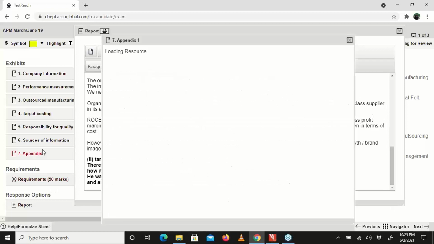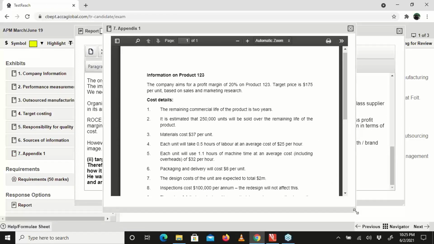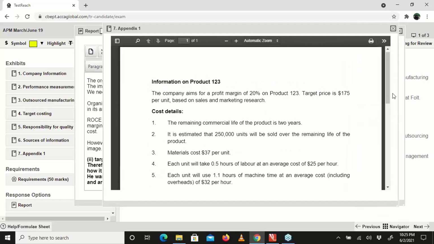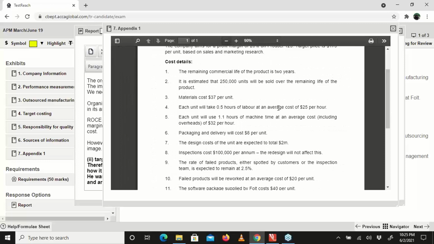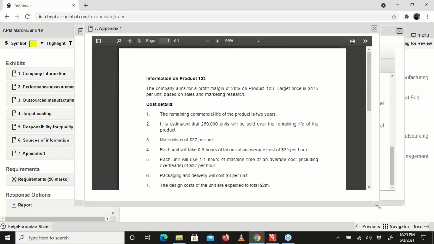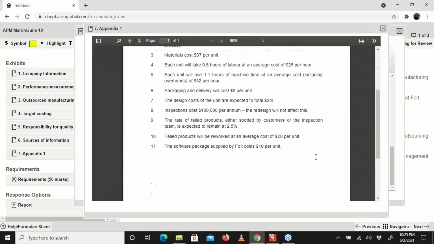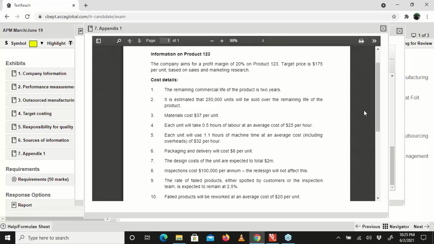What is appendix 1? We've got appendix 1 here. So what I want you to do is take 4 or 5 minutes, try to read through this appendix 1 and try to solve the examiner's requirement. Try to do the sample calculation of the target cost, please.